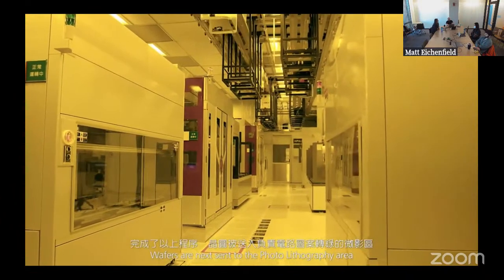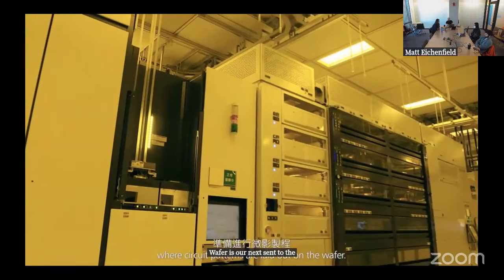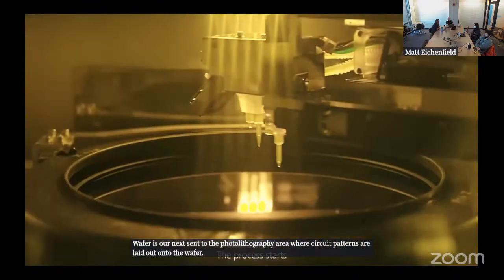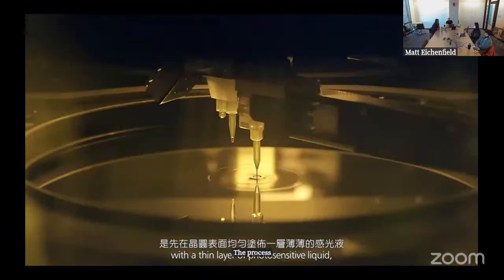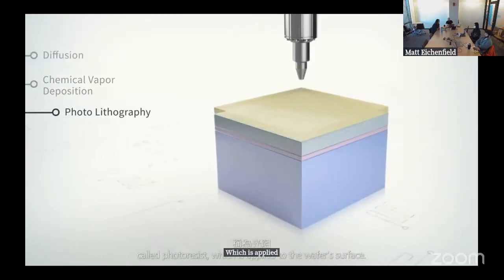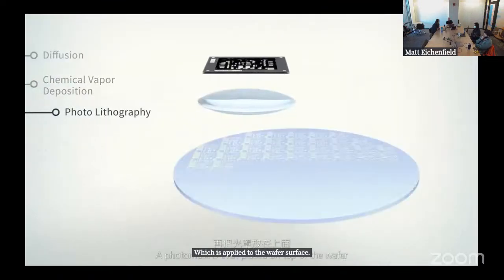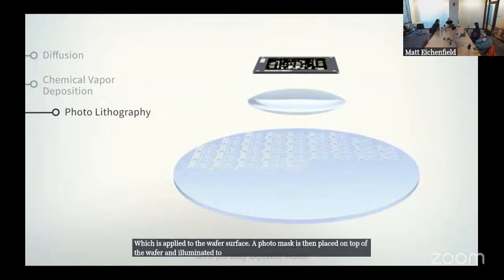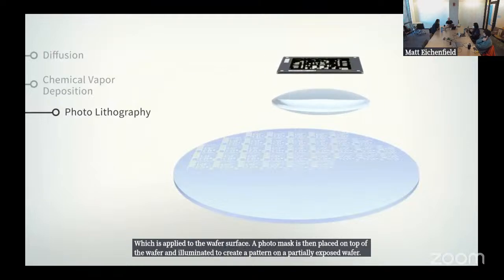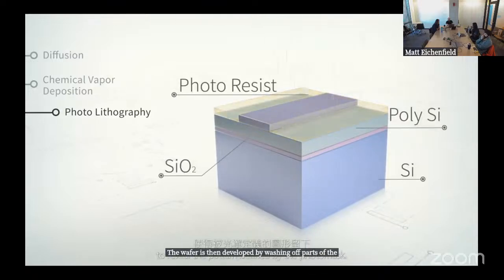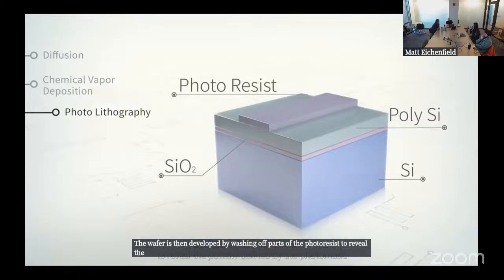Wafers are next sent to the photolithography area, where circuit patterns are laid out onto the wafer. The process starts with a thin layer of photosensitive liquid called photoresist, which is applied to the wafer's surface. A photomask is then placed on top of the wafer and illuminated to create a pattern on a partially exposed wafer. The wafer is then developed by washing off parts of the photoresist to reveal the pattern defined by the photomask.